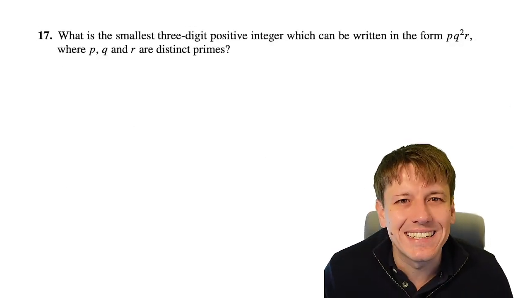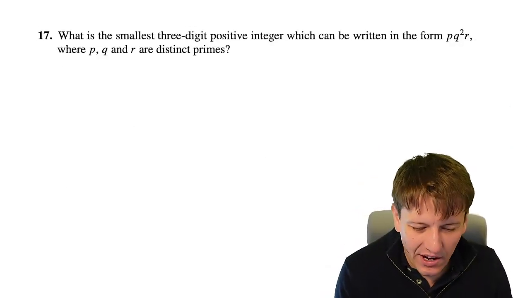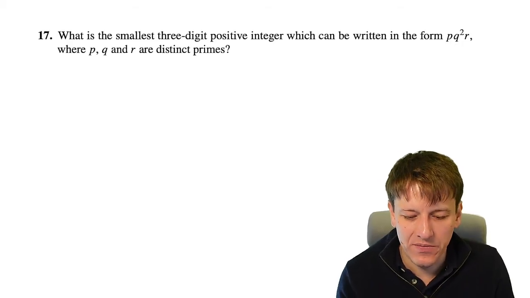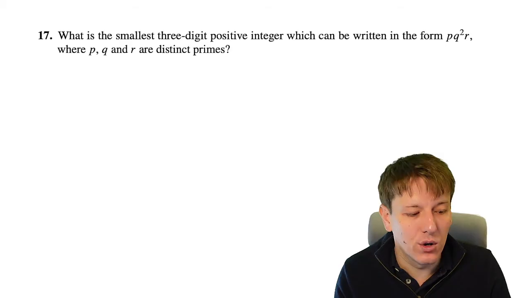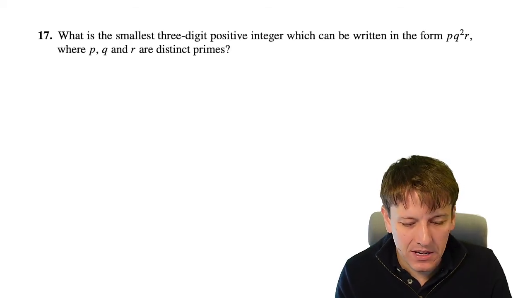So I think this question is a little bit harder than it looks. I want to know what the smallest 3-digit positive integer is which can be written in the form pq²r, where p, q, and r are all distinct primes.